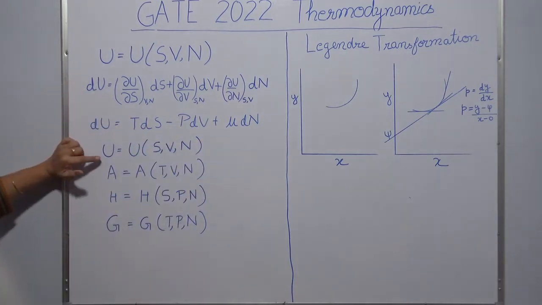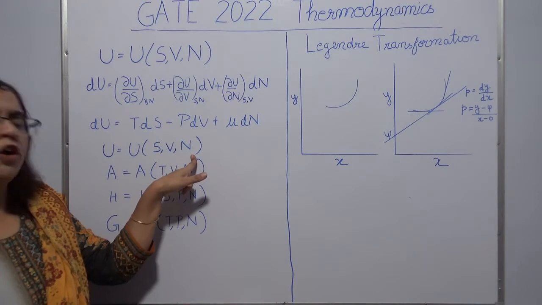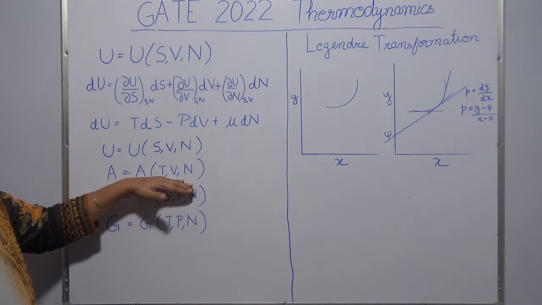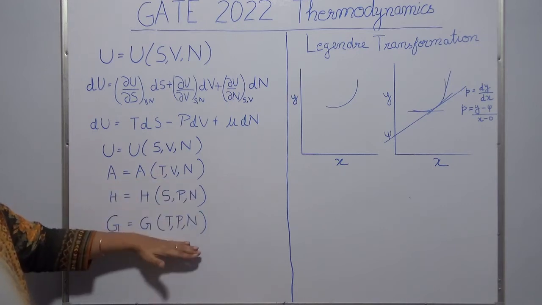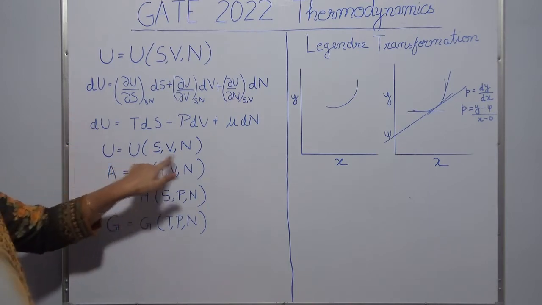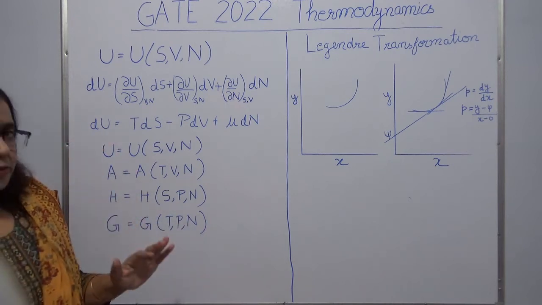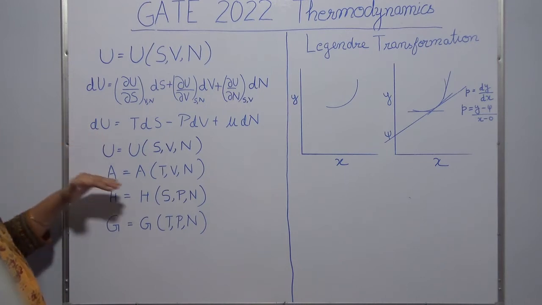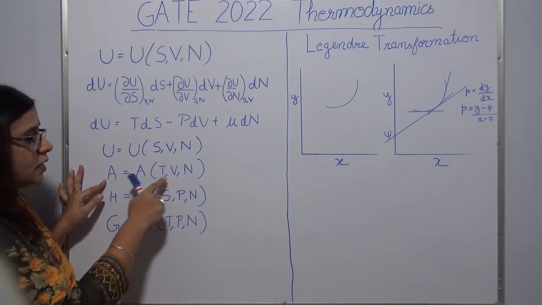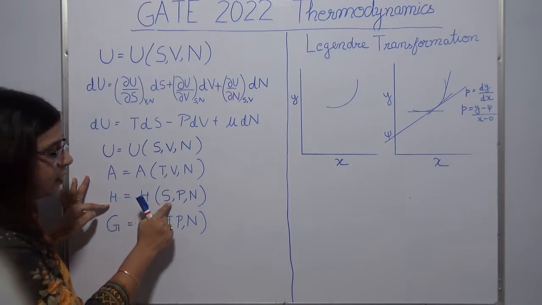Okay, so we have U which is a function of S, V and N, but for some applications or for some processes you need a different set of variables. So I might need, say, T, V and N, or S, P and N, or T, P and N. I want to derive equations involving these sets of variables, but still I don't want to lose any information. So from this equation I want to develop an equation for, let's say, another function which is A, which is a function of these variables. H, that is enthalpy, is also a function of these variables.